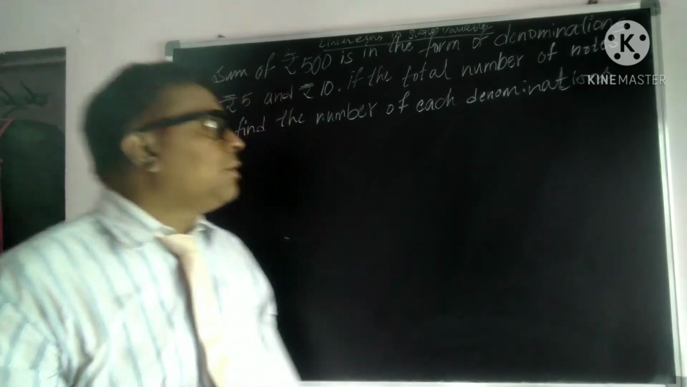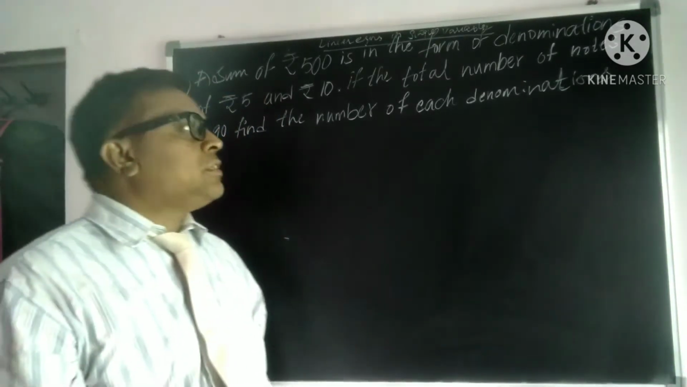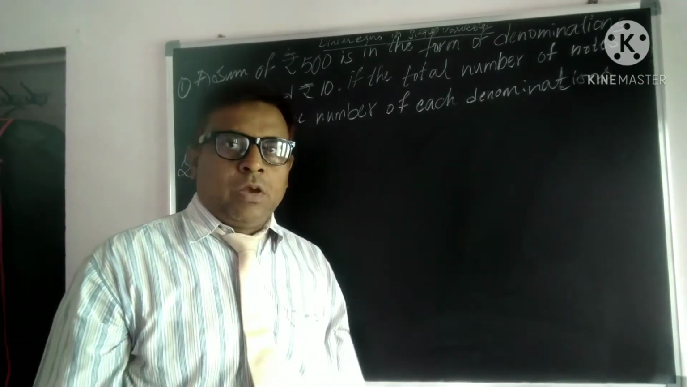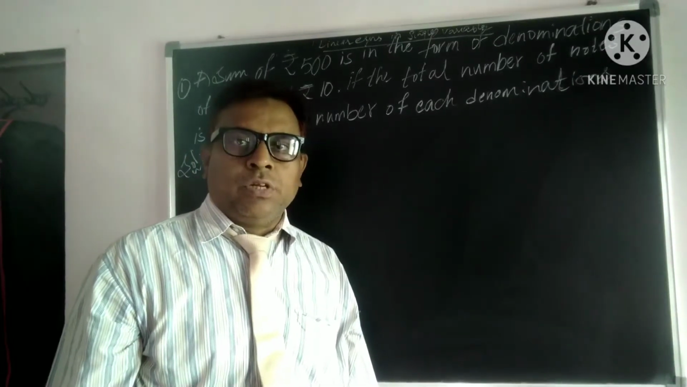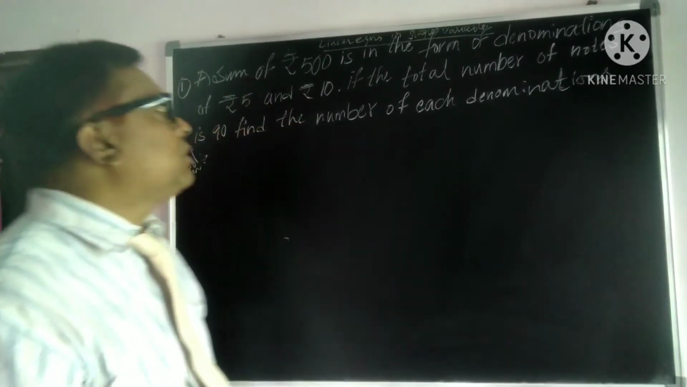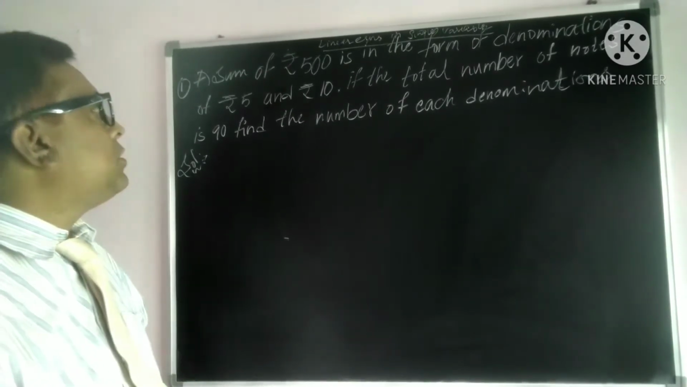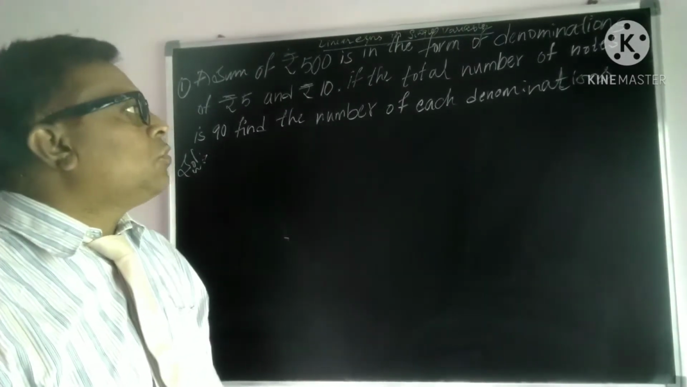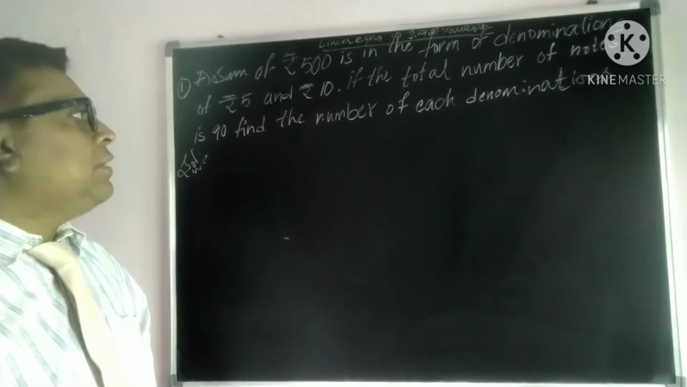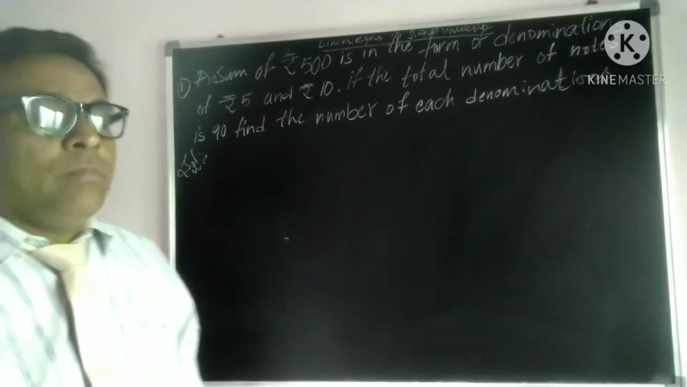Today we are going to learn about linear equations in a single variable. In this we are going to learn about question number 14, exercise 2.2. The question is: a sum of rupees 500 is in the form of denominations of rupees 5 and 10. If the total number of notes is 90, find the number of each denomination.